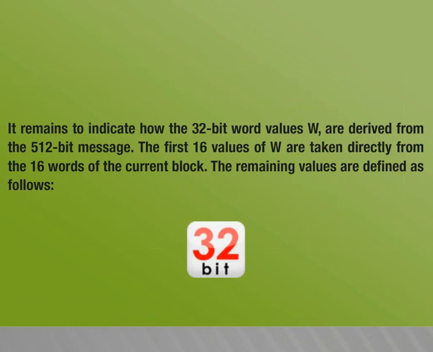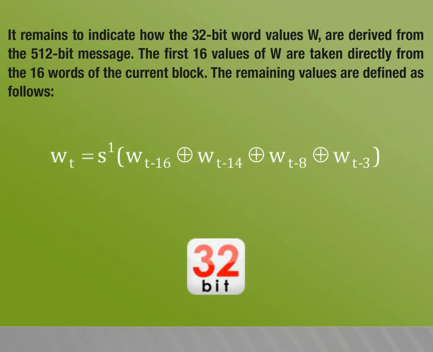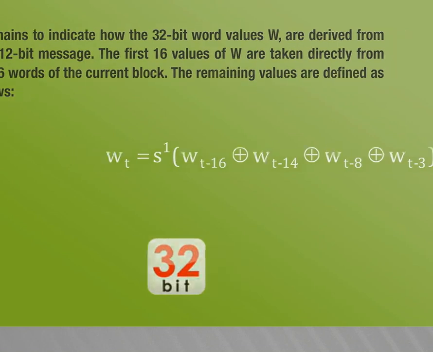It remains to indicate how the 32-bit word values W are derived from the 512-bit message. The first 16 values of W are taken directly from the 16 words of the current block. The remaining values are defined as follows. Wt is equal to S power 1 of Wt minus 16 XOR Wt minus 14 XOR Wt minus 8 XOR Wt minus 3.